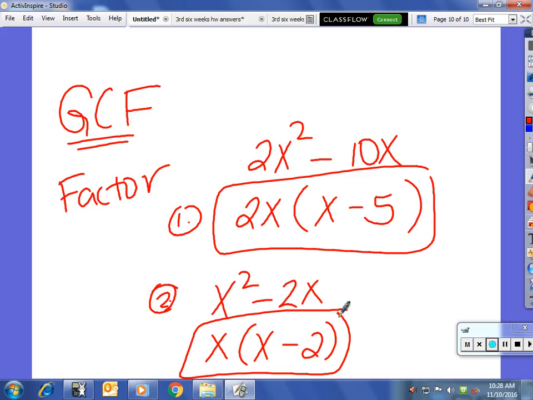So 2 special cases today. Difference of 2 squares, and also the case where all you can do is take out a GCF sometimes.